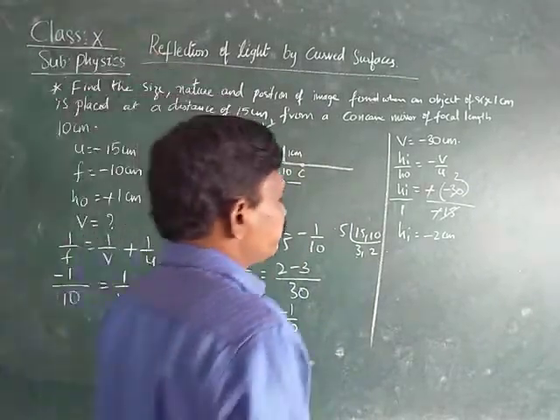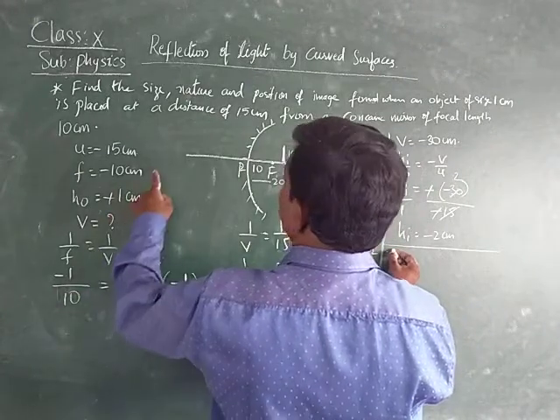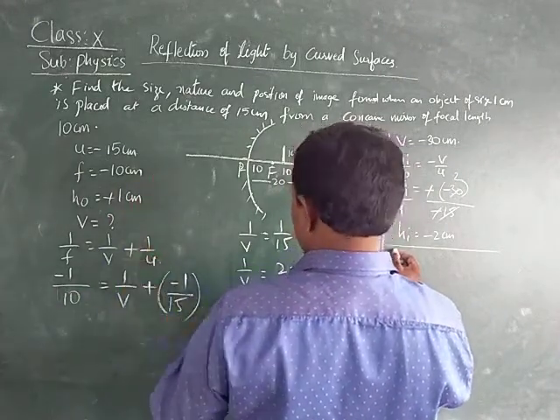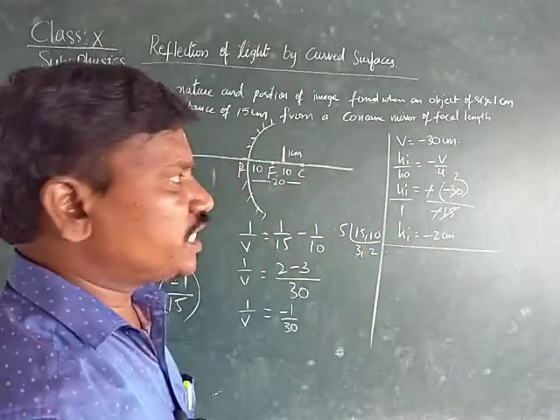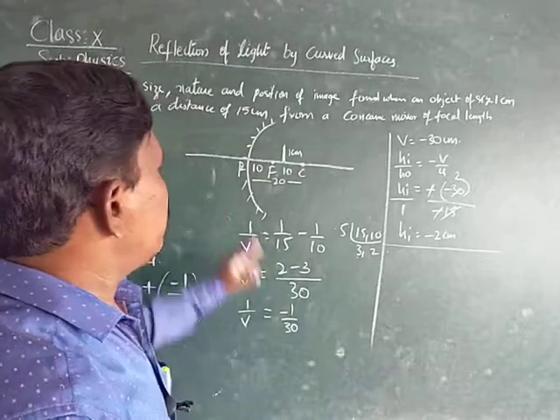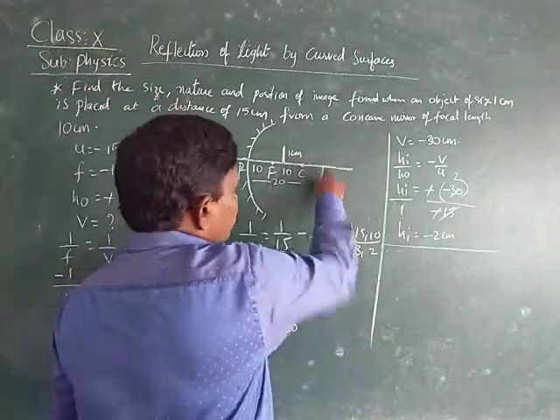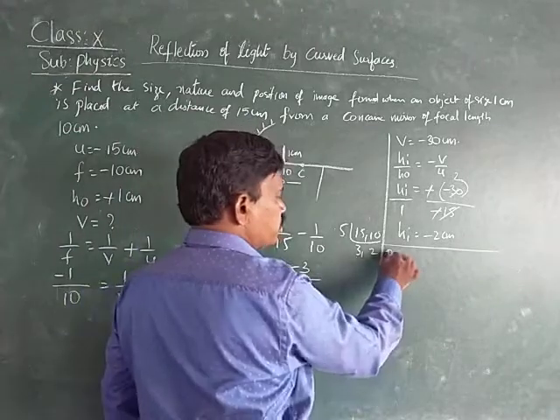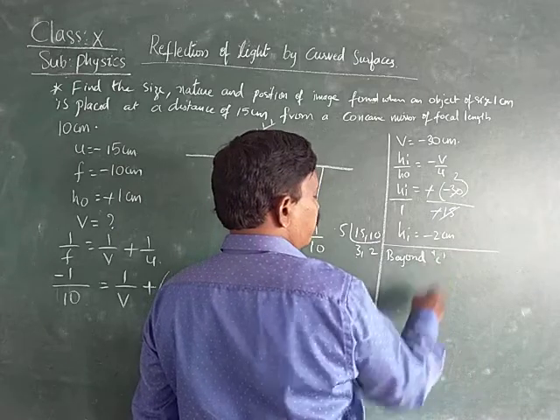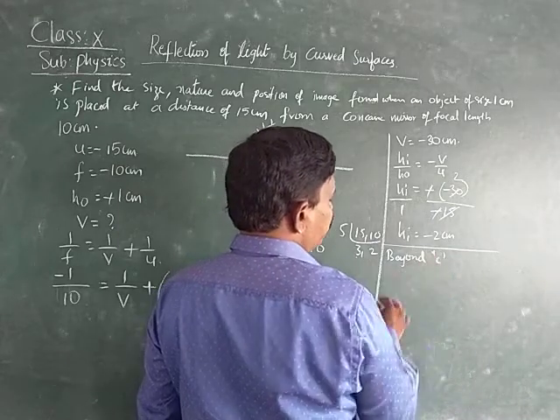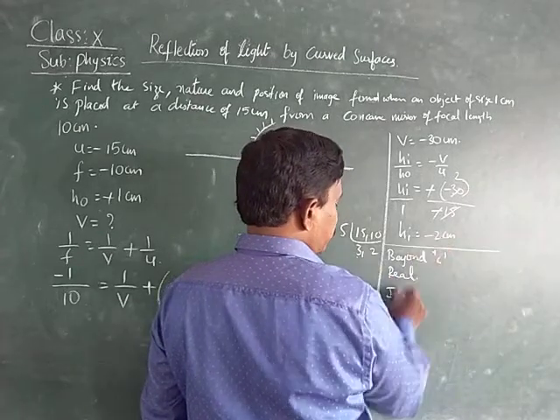Minus 2 means, what is the nature of the image? Here image distance is 30, V is equal to minus 30. Image distance is 30 and object distance is 15. Therefore the image is formed somewhere beyond the center of curvature, beyond C. What is the nature of the image? Real image. Inverted, minus here.